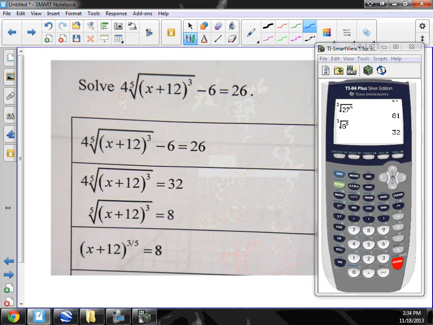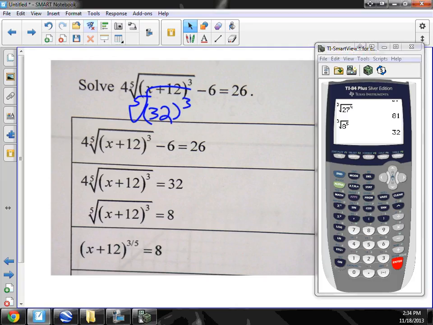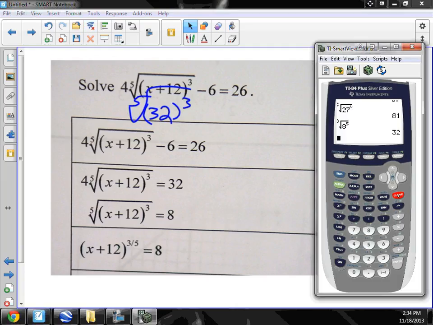So I'm going to plug in 20. 20 plus 12 is 32. So 32 to the 3rd with a 5th root on it. So math. If you're going to do 5th root, you have to push the 5 to begin with, and then math, and then number 5 it says x root. So the 5th root of 32 to the 3rd is 8. Now I times that by 4, and then I subtract 6, and I should get 26. So that is the correct answer.